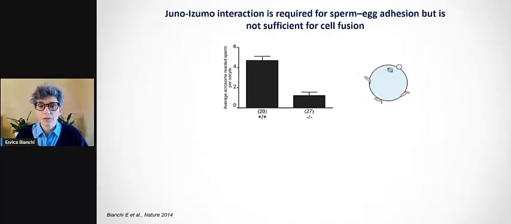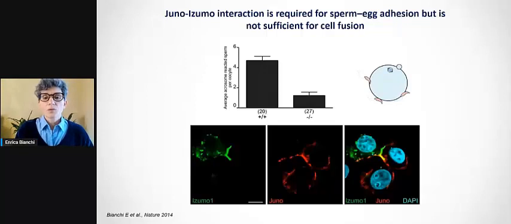Because we have established that Juno was required for fertilization, we then wondered whether we could distinguish between the two steps that I described at the beginning, binding and fusion. So first of all, we checked the ability of sperm to bind to Juno knockout eggs, and we saw that Juno is definitely required for binding, because sperm were able to bind less efficiently to Juno knockout eggs compared to their control.